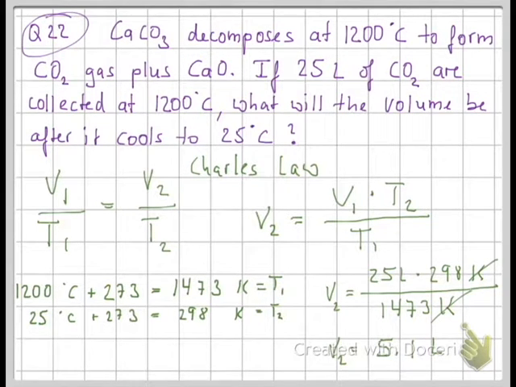Significant figures look pretty good. The 25 liters is what limited you to 2 significant figures. These are multiplications, so we go by the least number of significant figures. All right, so this would be question 22.